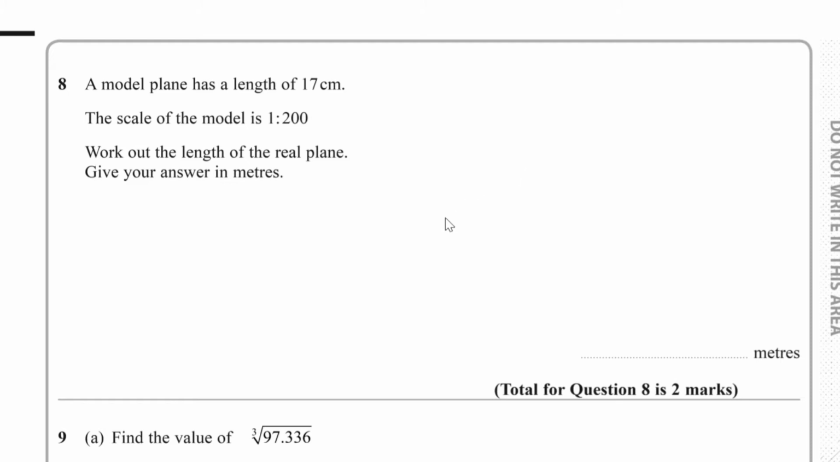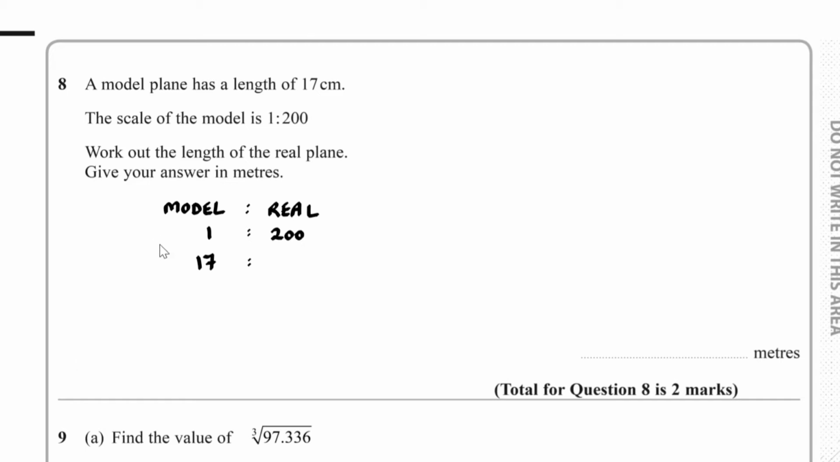Question number 8. A model plane has a length of 17 centimeters. The scale of the model is 1 to 200. We have to work out the length of the real plane, give your answer in meters. So the ratio model to real is 1 to 200. We are told from the question the model has length 17 centimeters.